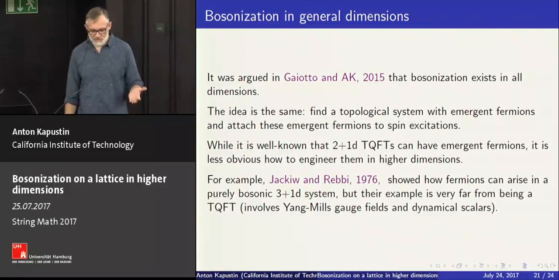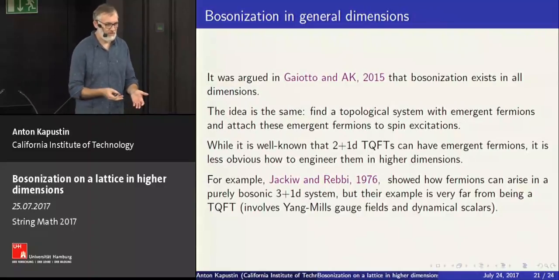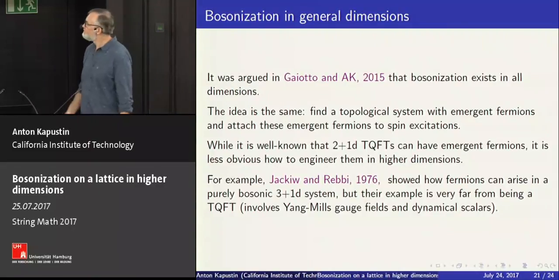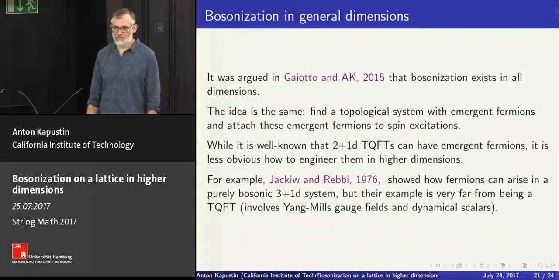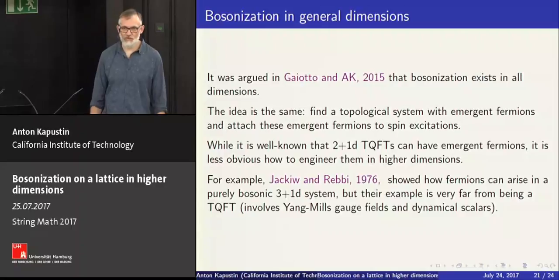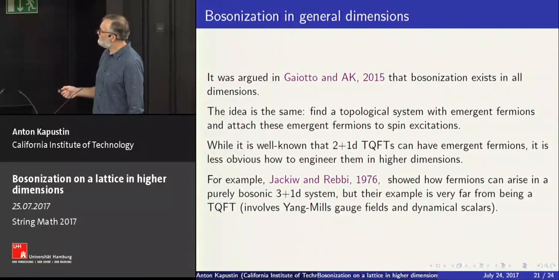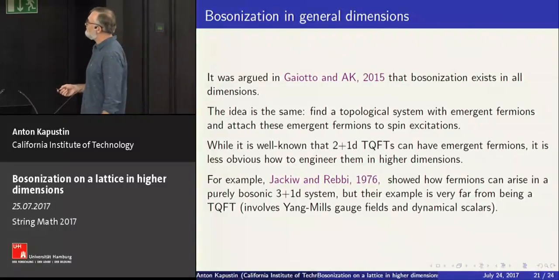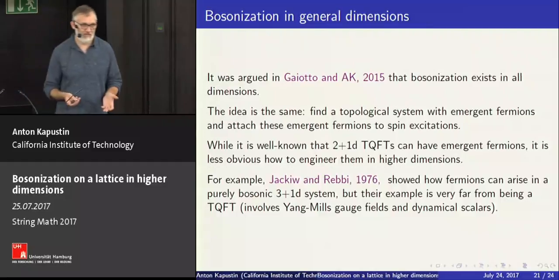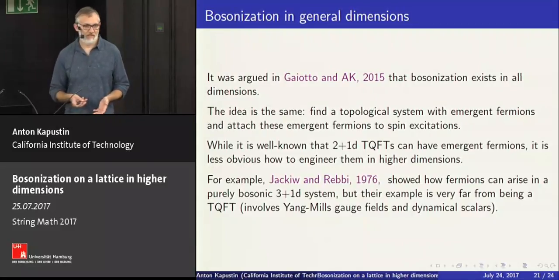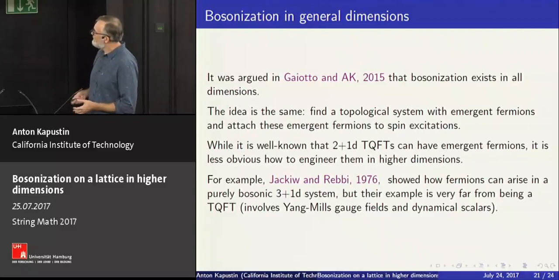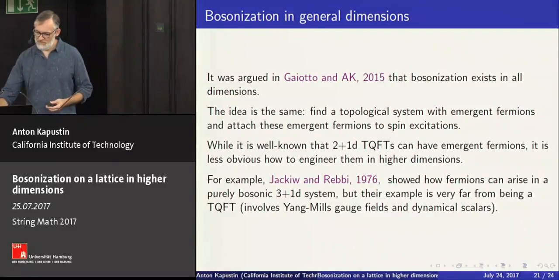That's the strategy we used in two plus one dimensions, because indeed we used the fact that some excitation of the toric code, the bound state of the E and M particles, is an emergent fermion. Now, this seems a bit problematic in higher dimensions, not because there are so many no-go theorems, just because it seems hard to construct topological systems in higher dimensions which have emergent fermions. For example, there is the well-known work by Jackiw and Rebbi, very old work from 1976, showing how you can get fermions out of bosons in 3+1 dimensions, but it's pretty elaborate. You have Yang-Mills theory with monopoles, and a Higgs field in the doublet representation of SU(2). So it's kind of complicated. We would like to have something topological, so we don't want to add lots of degrees of freedom just to get rid of them later on.